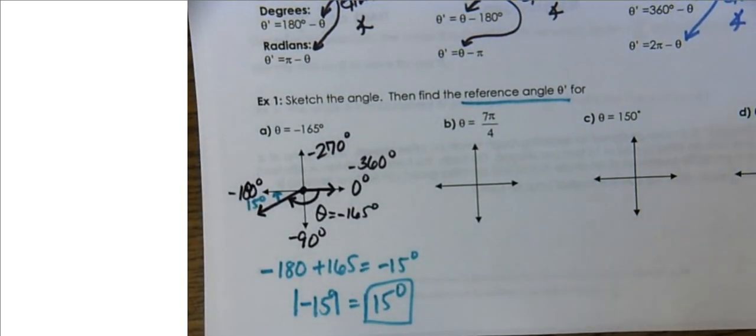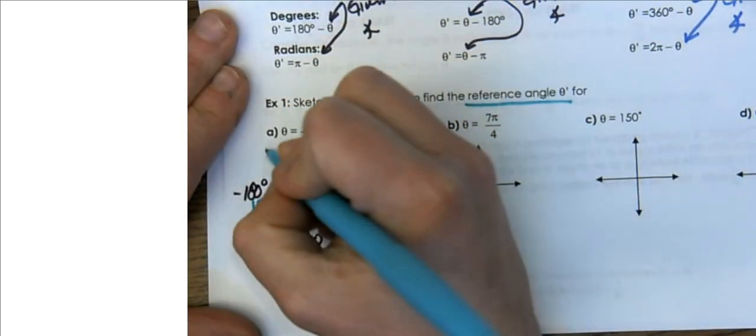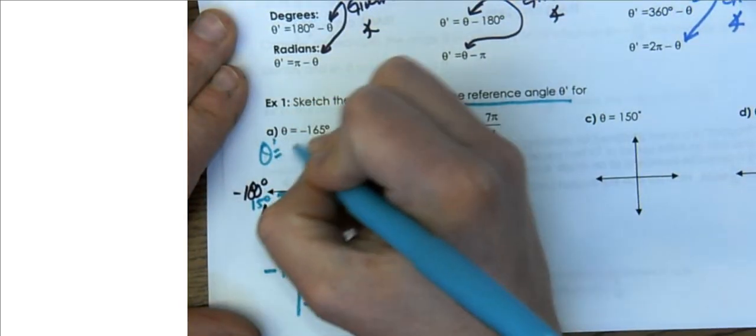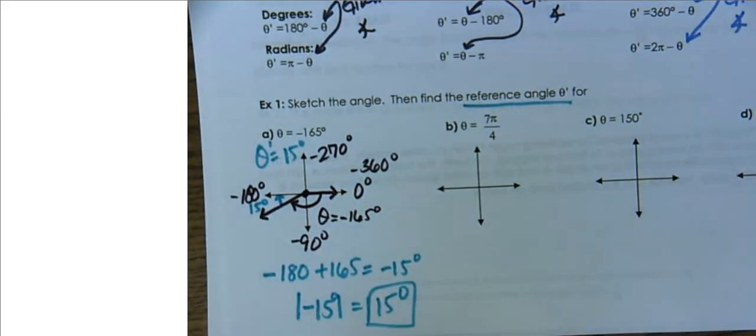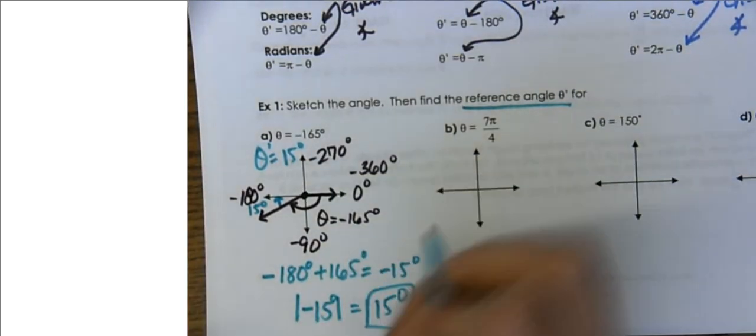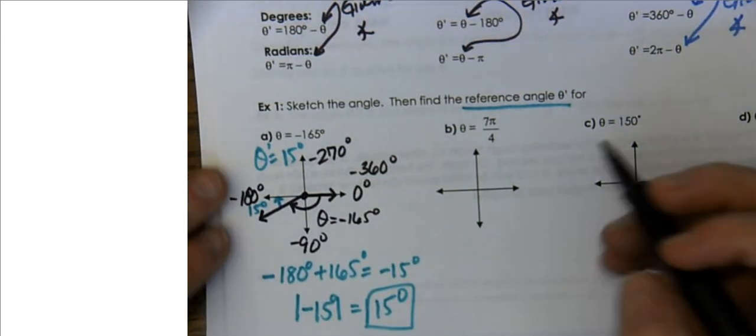The truth be told, I do not need to see any work for theta prime. As long as you are able to give me the correct positive acute angle, we are good. You do not need to show this work, but that's essentially what we did in order for us to come up with this answer. All right, let's go ahead and look at letter B.